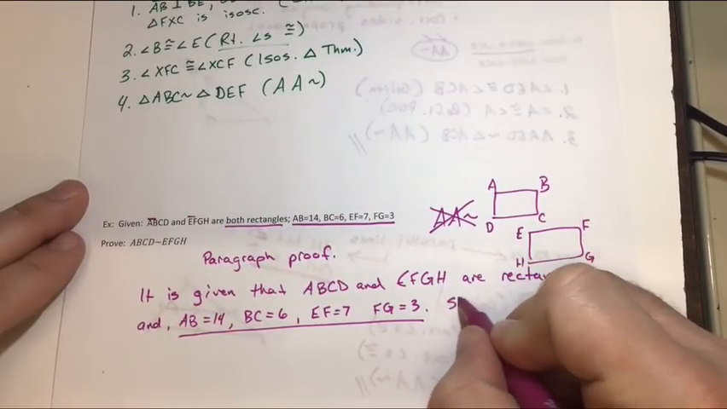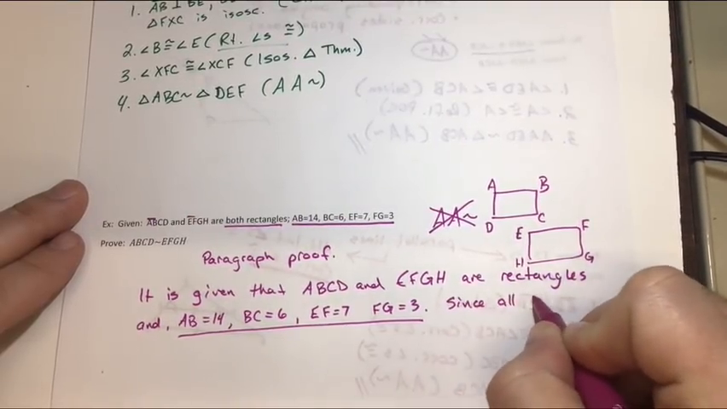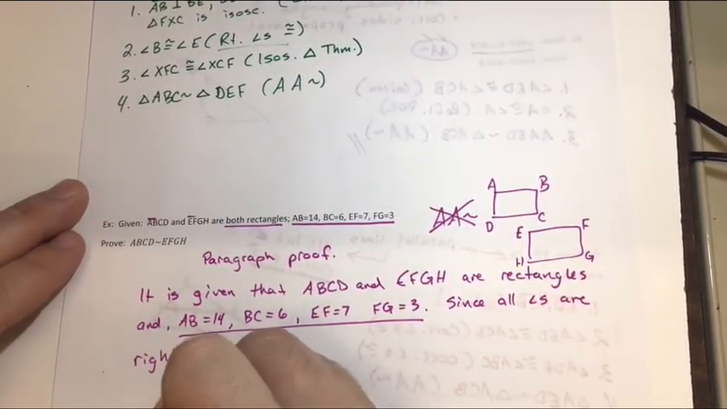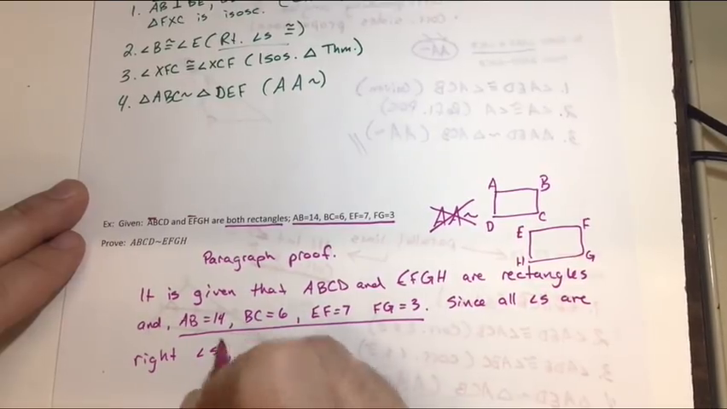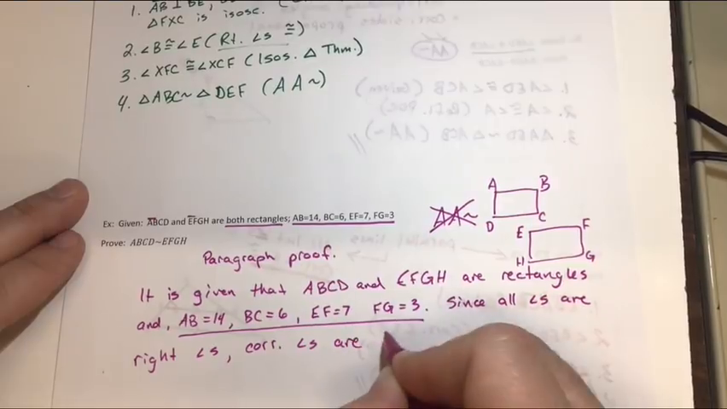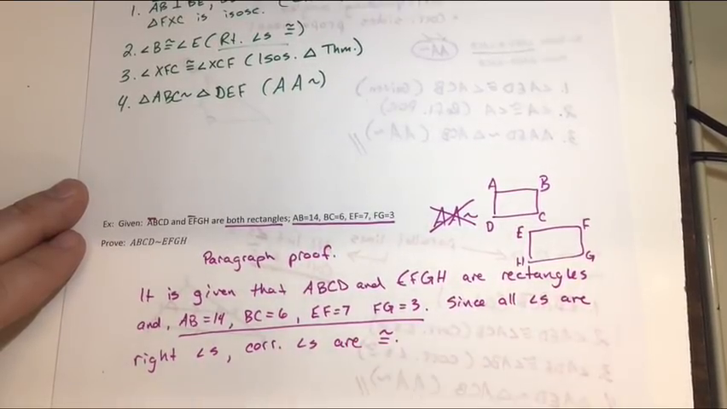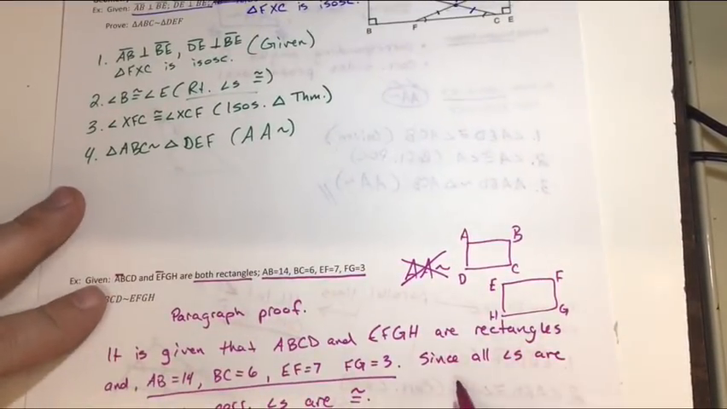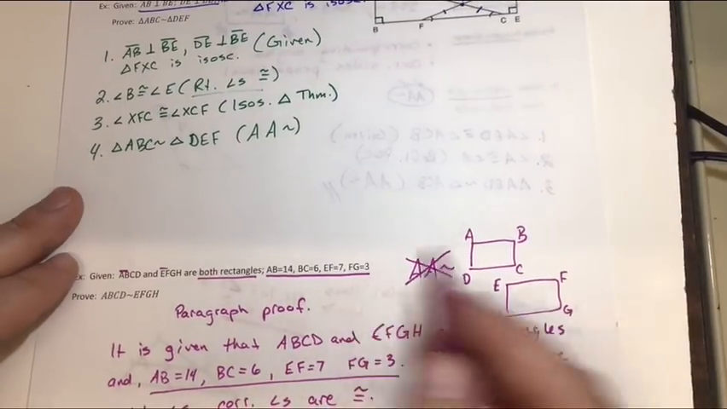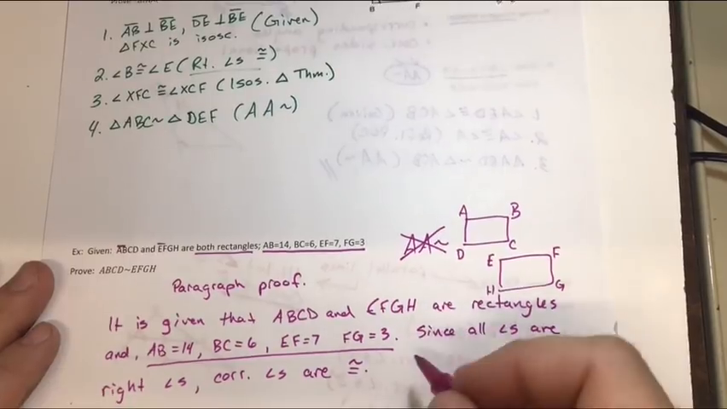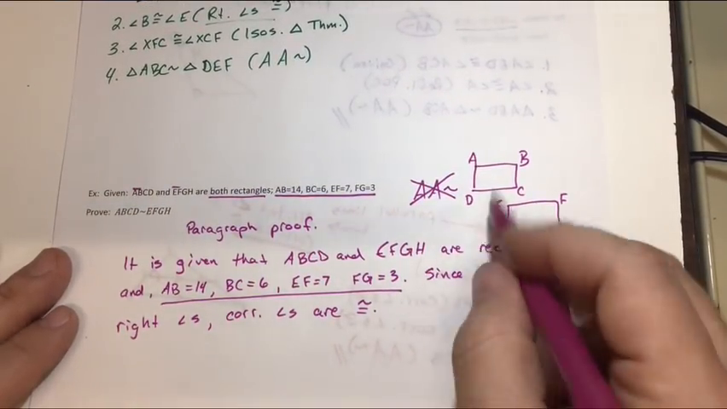I can say, since all angles are right angles, corresponding angles are congruent. So that sentence right there takes care of half of what I have to say. I have to show that corresponding angles are congruent. Since they're all right angles, they all have to be congruent. So that takes care of that part. Now I just have to show that corresponding sides are proportional. And so all I'm going to do is write out this statement.